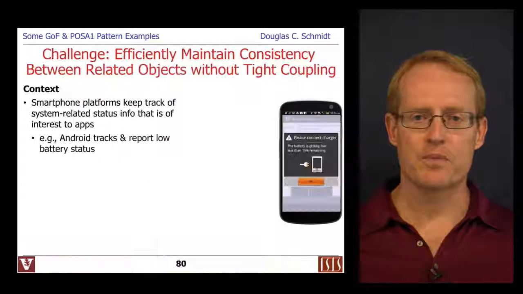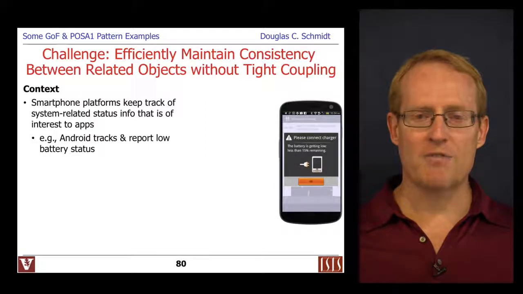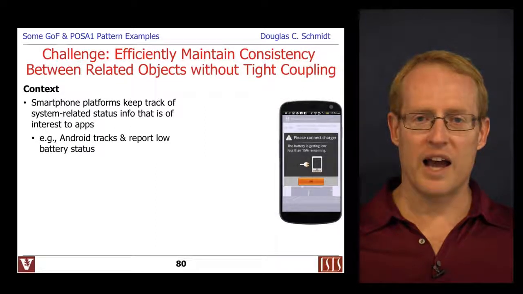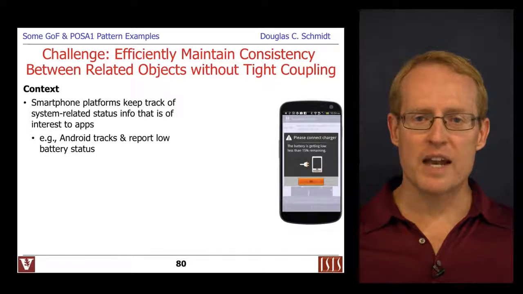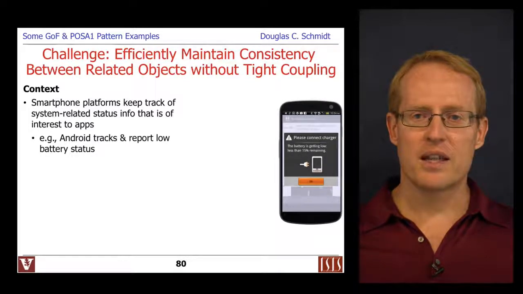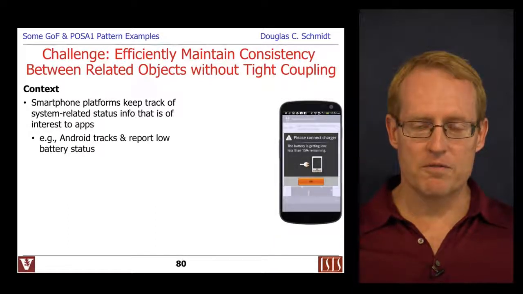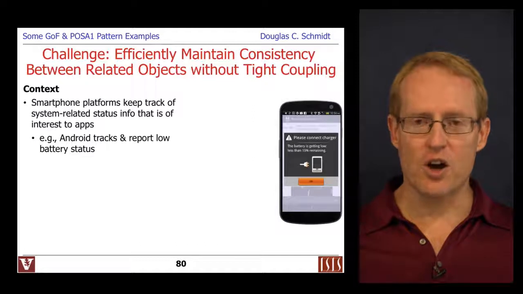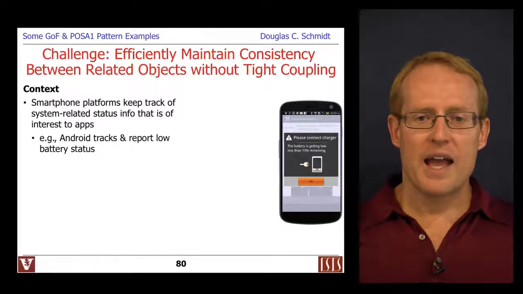in order to simplify certain kinds of things that many applications need to be able to do. Here's the context. Smartphone platforms like Android and iOS and so on keep track of lots of system-related status information that may be very useful to applications. For example, these phone platforms work in conjunction with the hardware to detect when the battery is running low on juice.